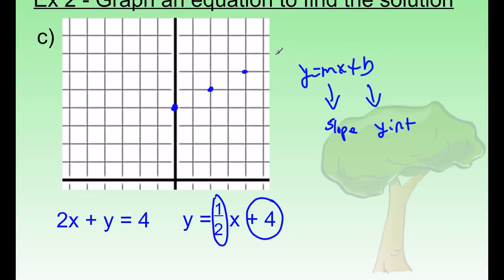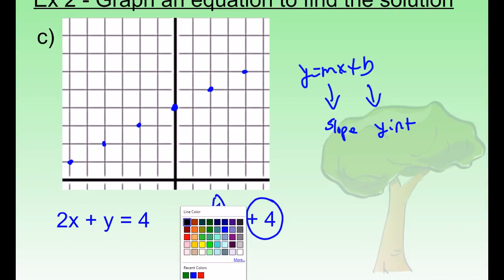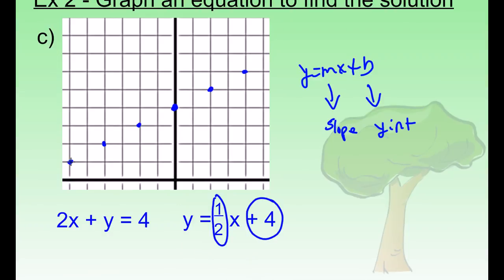I'm out of space this way, so I'm going to do the reverse. Down 1 over 2 the other way. All my points form a nice, perfectly straight line. And there we go. That is the graph of the line y equals 1/2 x plus 4.